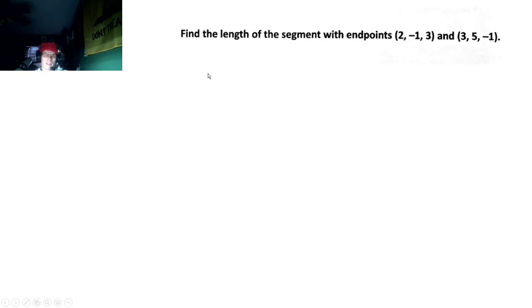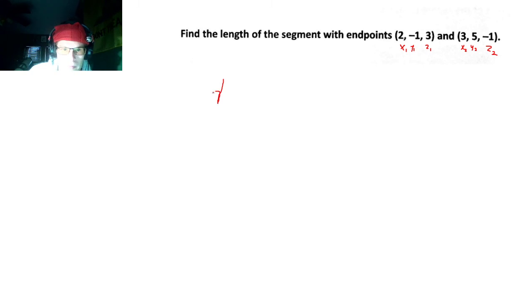All right. So for this one, we're going to find the length of the segment with endpoints 2, -1, 3, and 3, 5, 1. So we have 3 things to deal with here. We have x1, y1, and z1. And we have x2, y2, and z2. So this one might take a little while. Distance. Because it's going to be a long one.